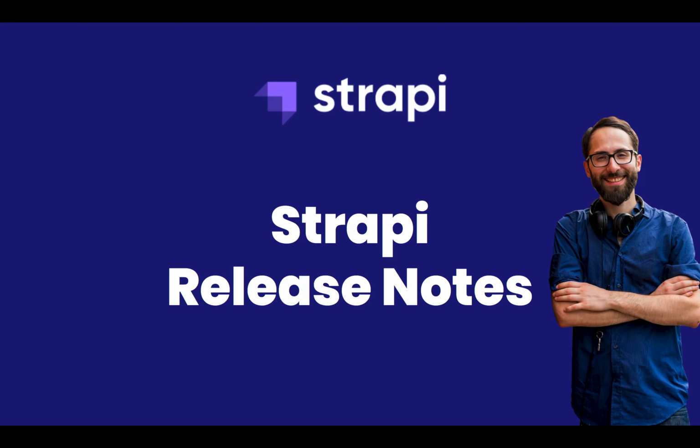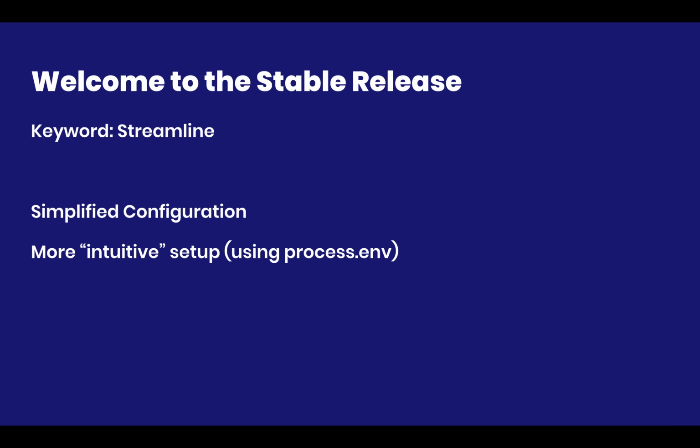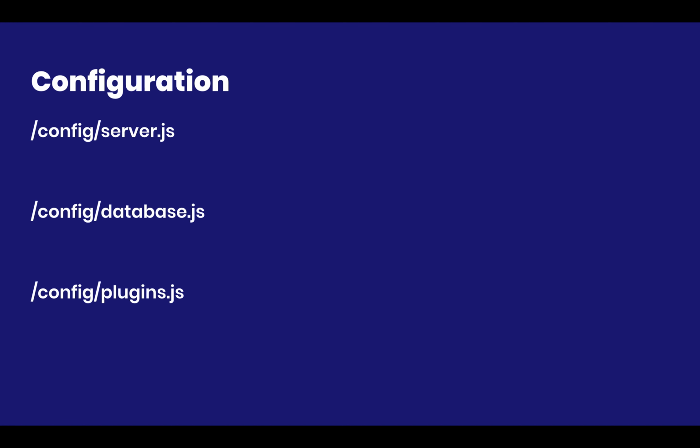Today I'm talking to you about the official Strapi release that just came out. It came out last Tuesday, and the keyword for this is streamlining. More specifically, the latest introduction is the simplified configuration and a more intuitive setup, with the introduction of a utility that allows you to use process.env to set up your configuration in a simplified approach.